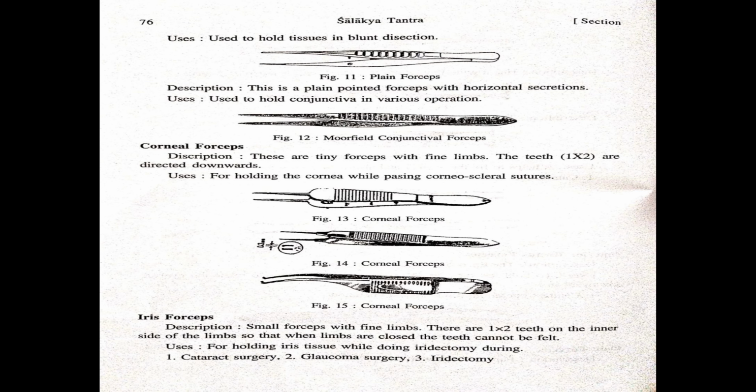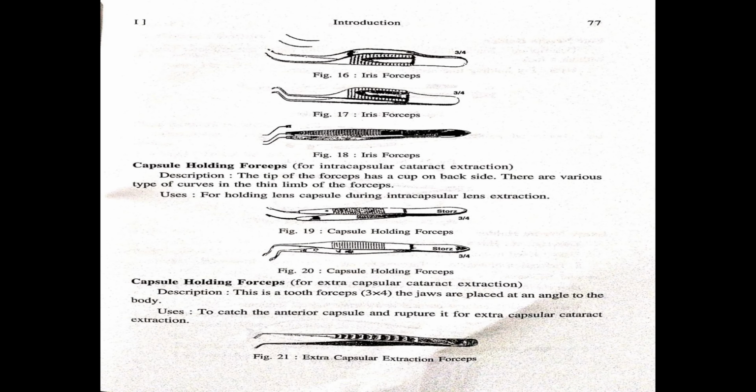Figure 15: corneal forceps. Iris forceps. Description: small forceps with fine limbs. There are 1 by 2 teeth on the inner side of the limbs so that when the limbs are closed the teeth cannot be felt. Uses: for holding iris tissue while doing iridectomy during 1. Cataract surgery, 2. Glaucoma surgery, 3. Iridectomy. Figure 16, 17 and 18: iris forceps.